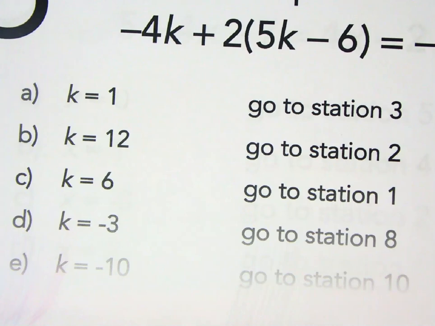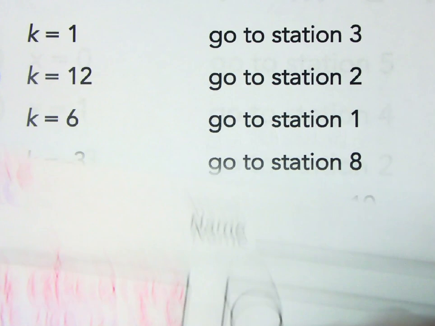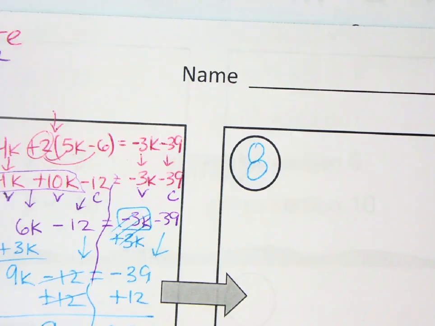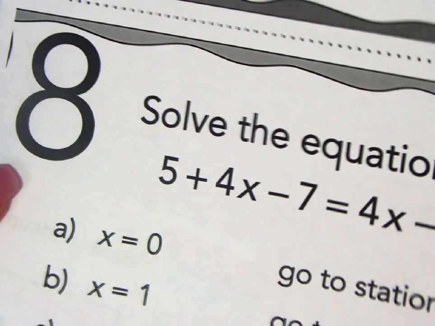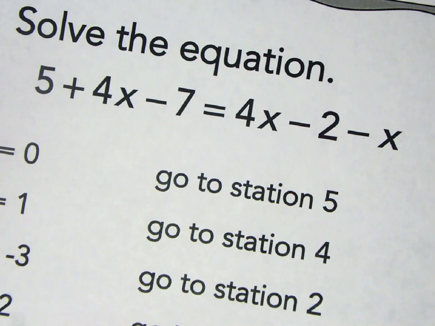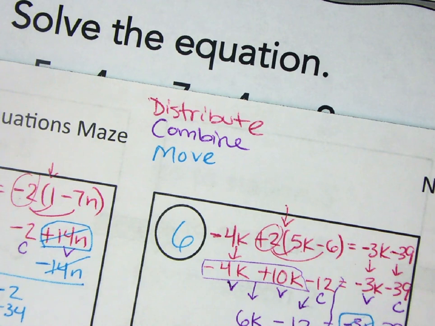And that means it takes you to station 8. So now you proceed to the next card and you put 8. And you just go and continue. You look for card 8, which is this one. And then you copy it down. And you solve it following the 3 steps, which is distribute, combine, and move. So just keep going, keep practicing, and that's the only way you will master this. Let me know if this video helped.